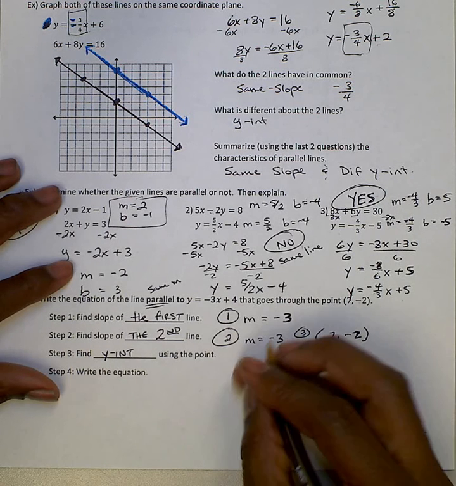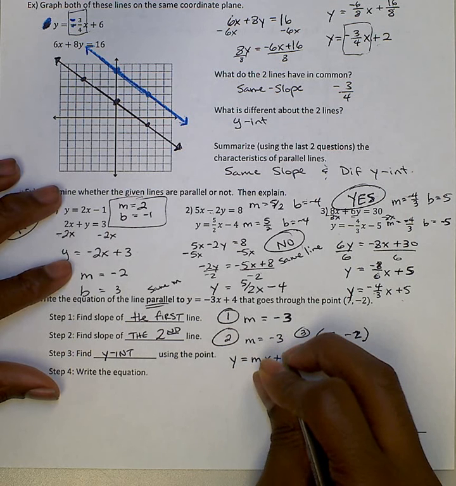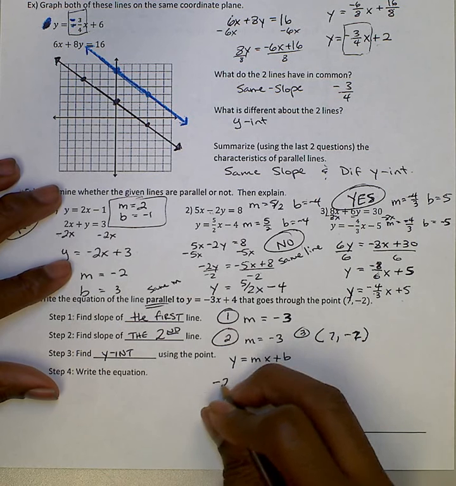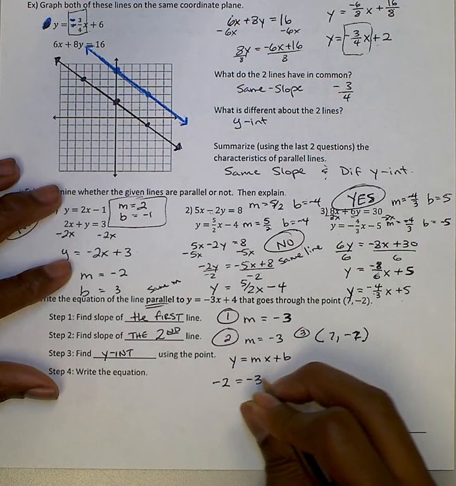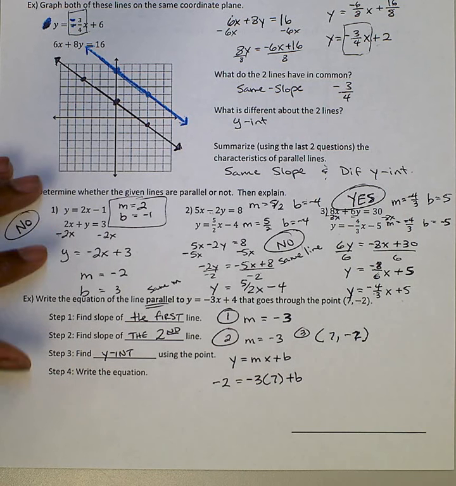So I'm going to plug it into slope-intercept form, y equals mx plus b, and plug in what I know. I know that y is -2. I know that m is -3. I know that x is 7, plus b. And now I'm going to solve this.